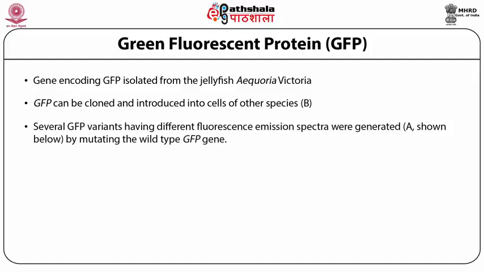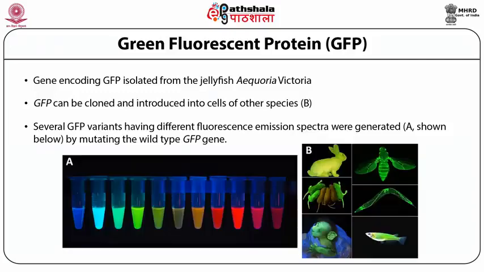Several GFP variants have different fluorescence emission spectra, and as shown in the picture here, different tubes emit different types of fluorescence: green, yellow, red, and so on. These all come from the same protein but of different variants. The gene is mutated to produce different colors. On the right side, there is a picture showing different animal systems expressing green fluorescent protein. You can visualize this. This is also very commonly used for transforming plants to visualize the promoter activity.